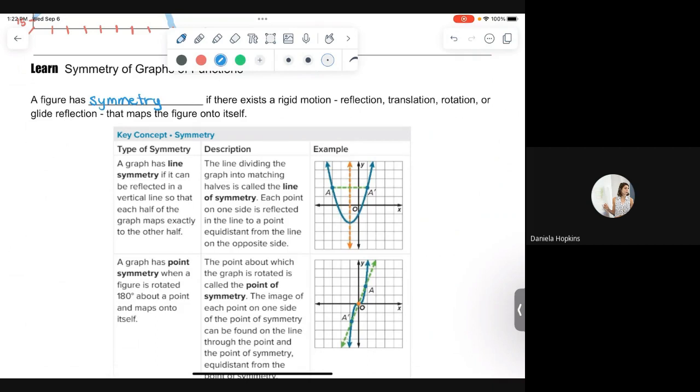So that's what we're talking about. And we're not getting too much into it. We're not going to talk about a reflection about the 0.32. We're just going to talk about, is it a reflection? Is it a line symmetry?